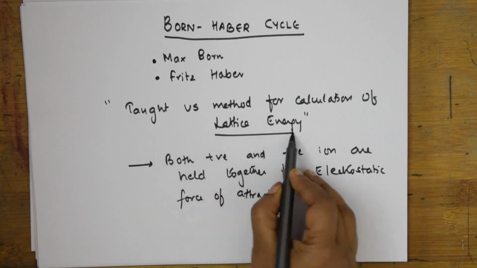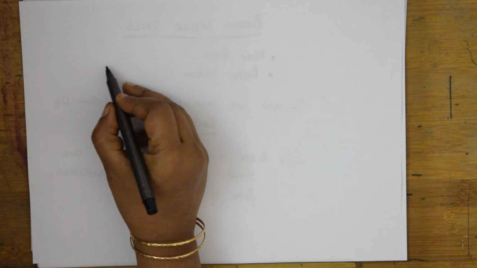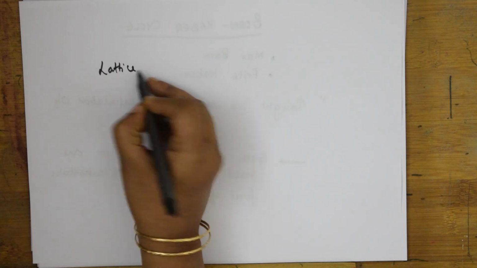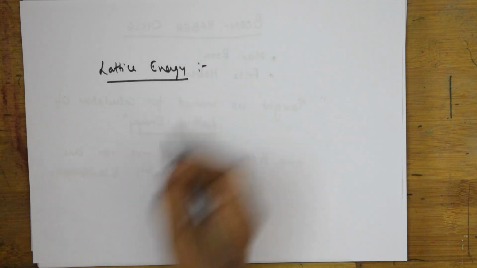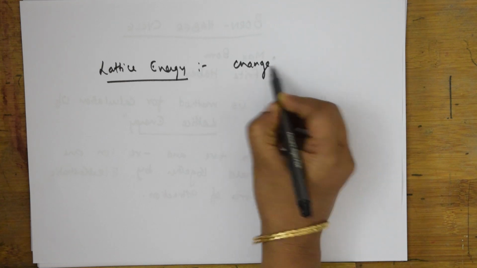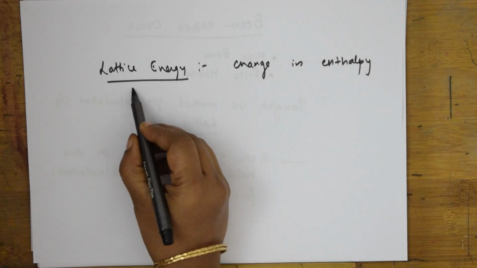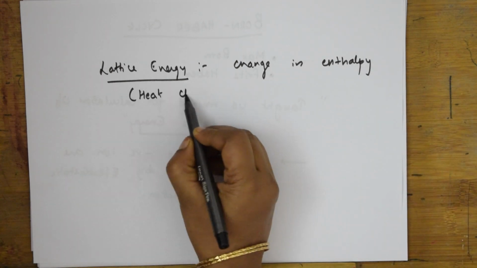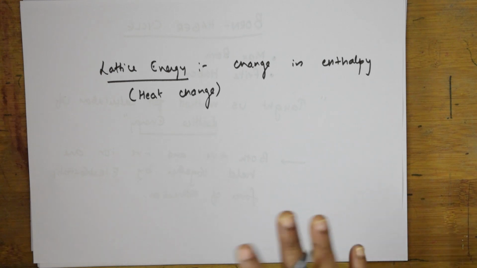Now what actually is this lattice energy which they've explained? So let us write the definition. So lattice energy or lattice enthalpy, both are same. How is this defined? It is defined as a change in enthalpy. What is enthalpy? Enthalpy is nothing but the heat change. So when is this heat change occurring? When 1 mole of a solid crystalline substance is formed from its gaseous ions.